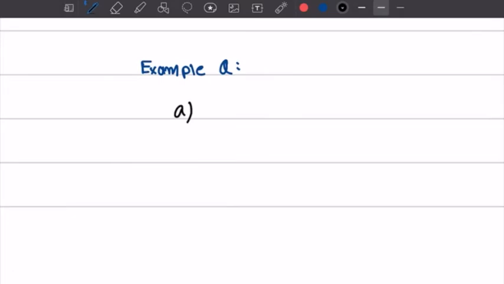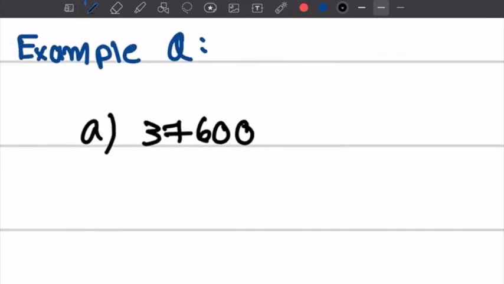Okay, so let's look at an example question, and let me show you how you write something in scientific notation. So example question. It says write as scientific notation, expressed in scientific notation. So we have to write 37,600 as scientific notation. Okay, so the trick to writing any number in scientific notation is to imagine that the decimal point is at the end, after the last number. So you have a decimal point here.